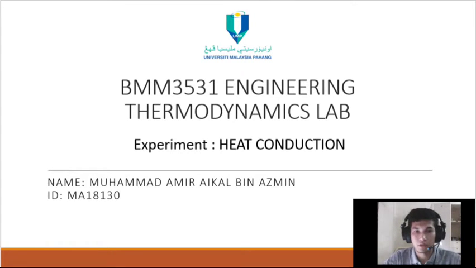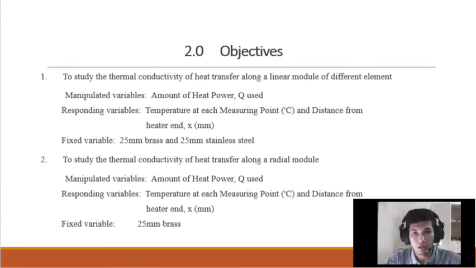Today I would like to present about the experiment, which is heat conduction. First, the objective of the heat conduction experiment is to study the thermal conductivity of heat transfer along a linear model of different elements. The manipulated variable is the amount of heat power used, and the responding variable is the temperature at each measuring point and the distance from the heater end. For the fixed variable, 35 mm brass and 35 mm stainless steel.